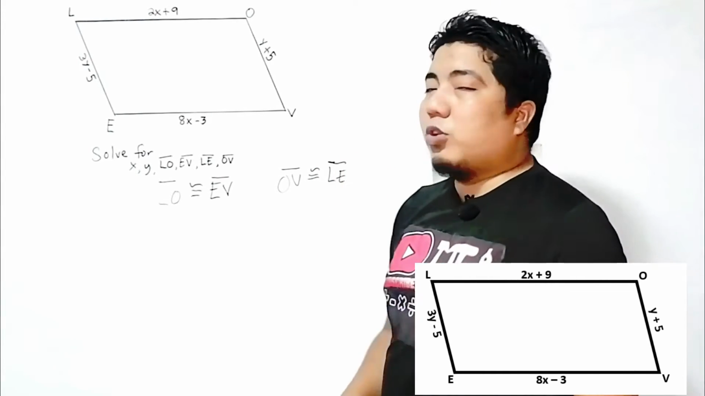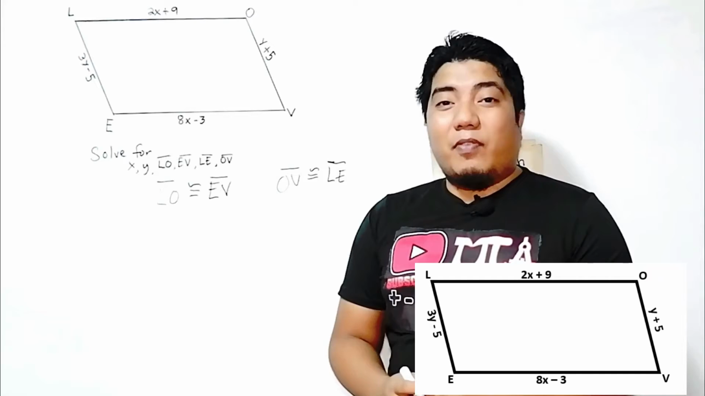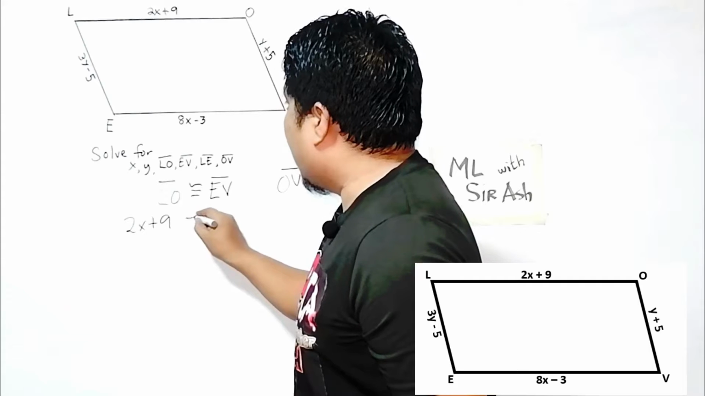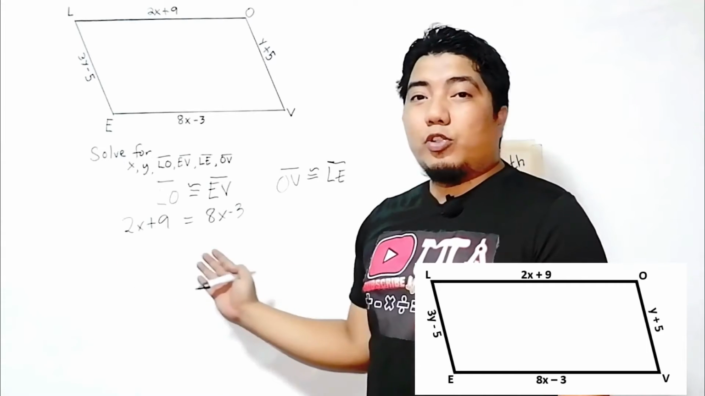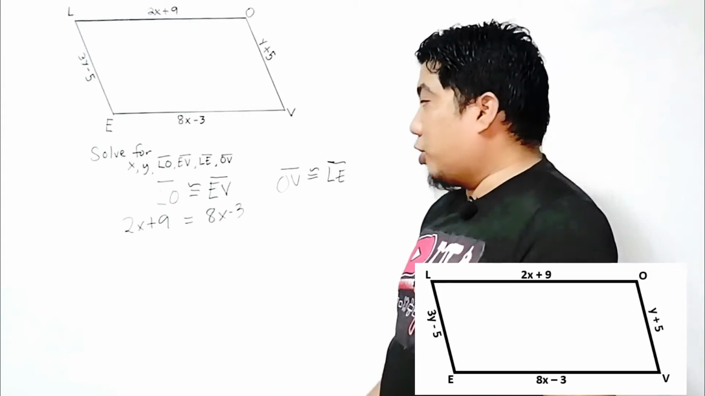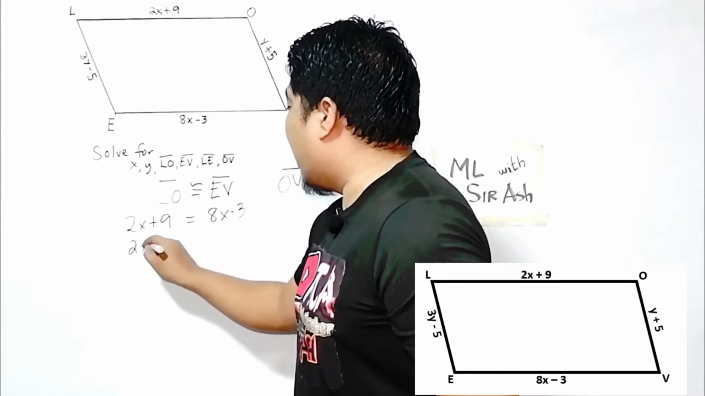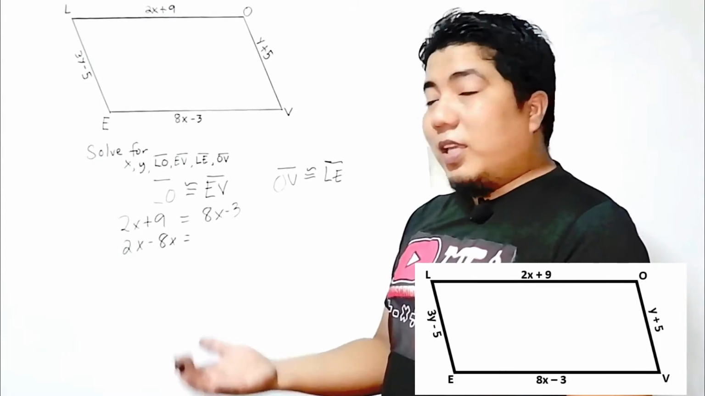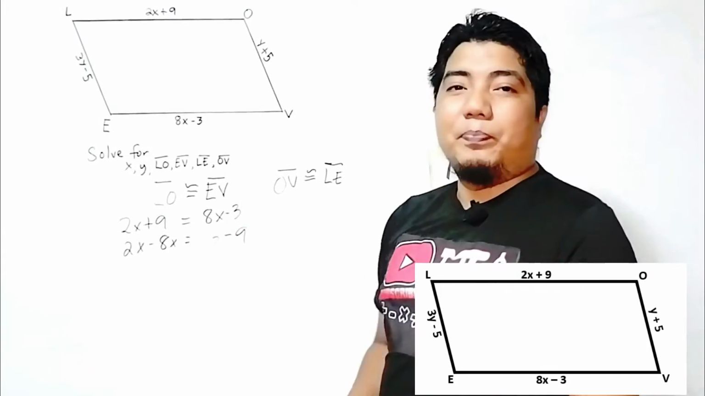Okay, now for us to solve these values of x and y, what we need to do is to equate the given expressions. So LO is given as 2x plus 9 is equal to 8x minus 3. So for us to solve this, we need to apply what we learned in algebra. So we will combine like terms. Therefore, we will transpose our 8x to the other side, giving us 2x minus 8x. And we will transpose our positive 9 to the other side, which will give us negative 3, because that is minus 3, minus 9. Easy, right?